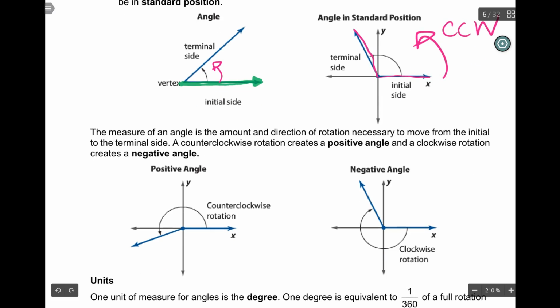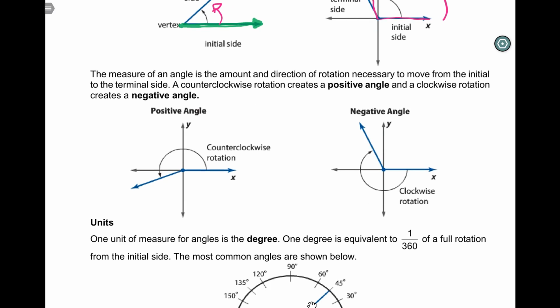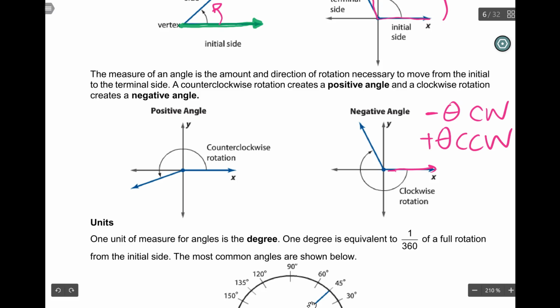However, you can have a negative angle, meaning you start at the origin and then you go clockwise. So negative angles are clockwise, positive angles are counterclockwise.